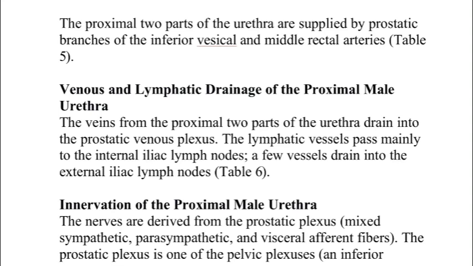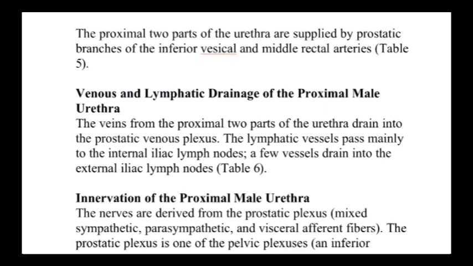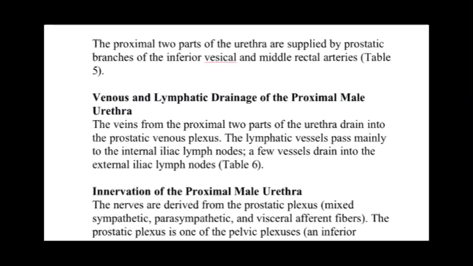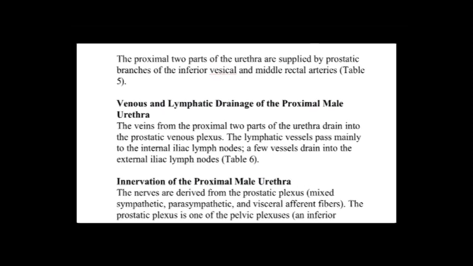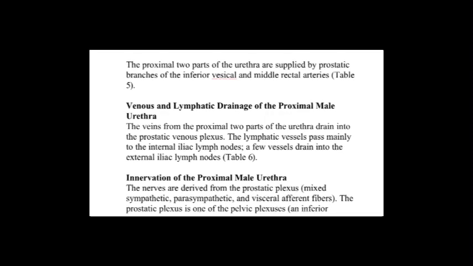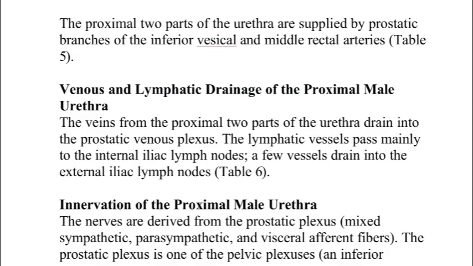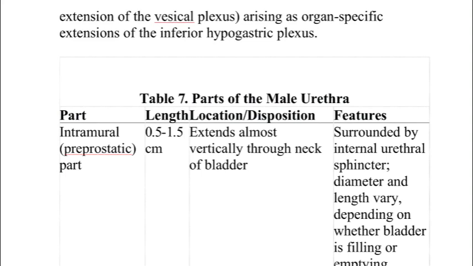What about the innervation of the proximal male urethra? The nerves that innervate the proximal part of the male urethra are derived from the prostatic plexus, where you have mixed sympathetic, parasympathetic, and visceral efferent fibers. The prostatic plexus is one of the pelvic plexuses. It's an inferior extension of the vesical plexus, arising as organ-specific extensions of the inferior hypogastric plexus.